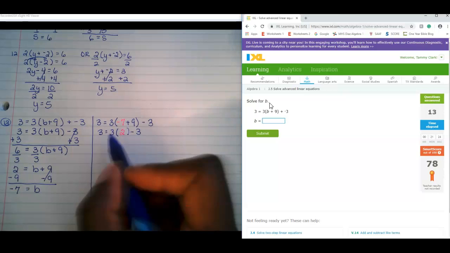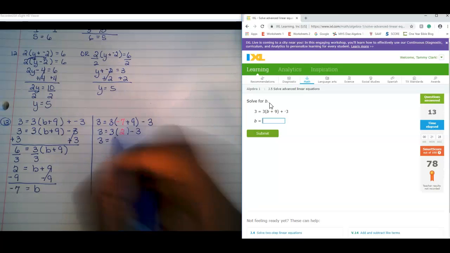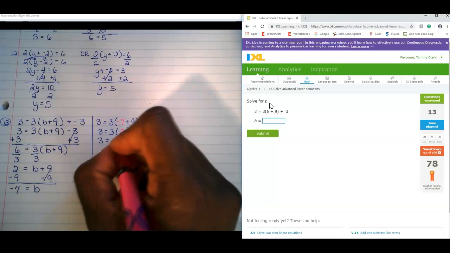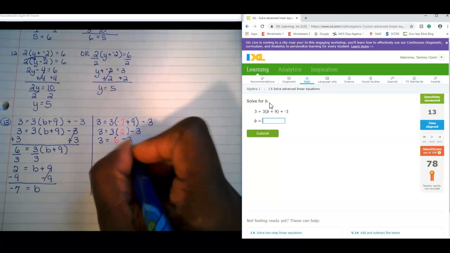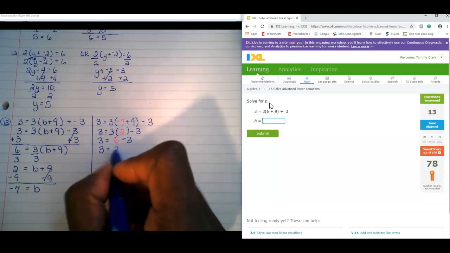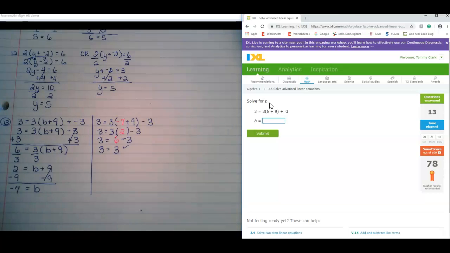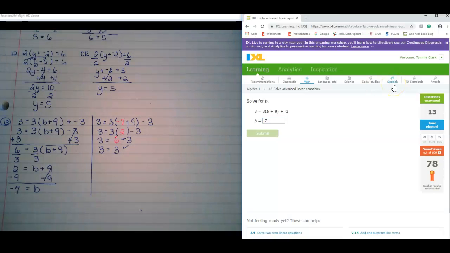Minus 3. And then I have 3, and I know I'm going to do multiplication first, which is 3 times 2 is 6 minus 3. Well, I have 3 over here. 6 minus 3 is 3, so that checks out. Now, you'll know if you're wrong because these two sides won't equal each other. That's how you know when you're wrong.